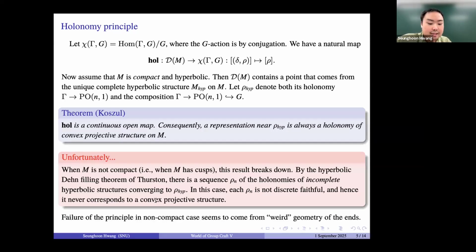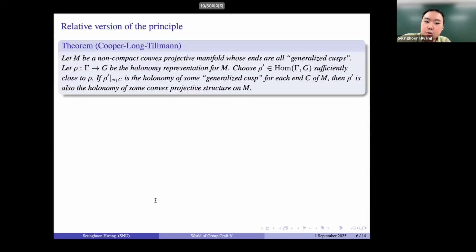And one might guess that this failure comes from the weird geometry of the ends. So Cooper, Long, and Tillmann worked on this to give a sufficient condition, I would say a relative version of this principle.